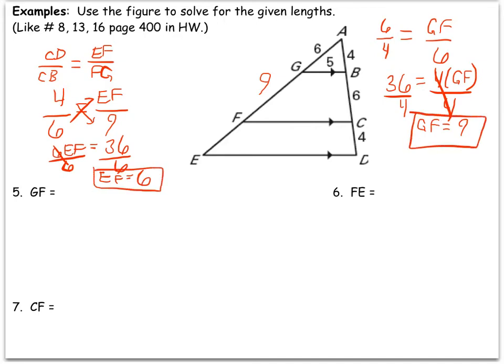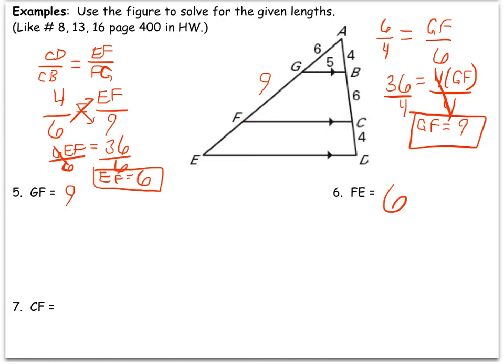Now I found EF, I found GF, so I can write those down. Here's 6 down here. GF we said was 9. Now I have to find CF. Now I'm going to focus on similar triangles. So we've got the smaller triangle and the larger triangle, and we're looking for CF.